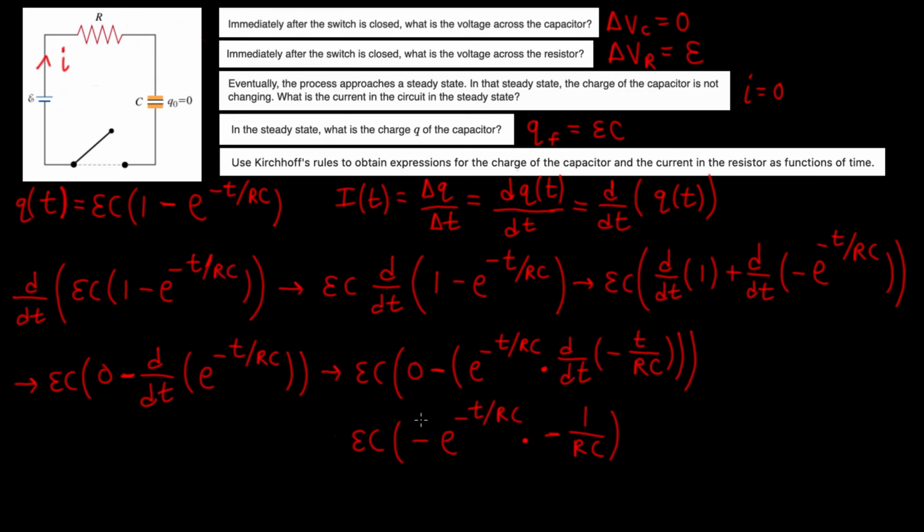Now let's simplify this down further. Notice that there's two negative signs, so a negative times a negative is just a positive. So we can get rid of those two negative signs. And we can further simplify this because the C and the denominator of C will cancel out. And so what we're left with is that the current as a function of time is equal to the voltage of the battery divided by the resistance R times e raised to the negative t divided by RC. And so this is the final expression for the current as a function of time.